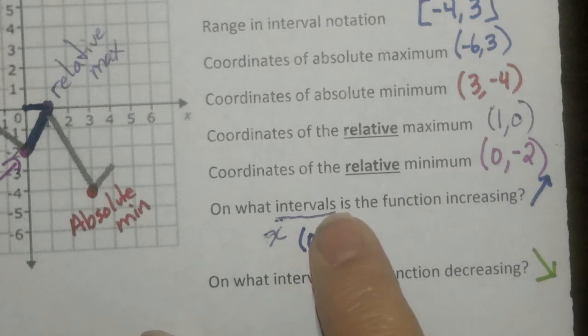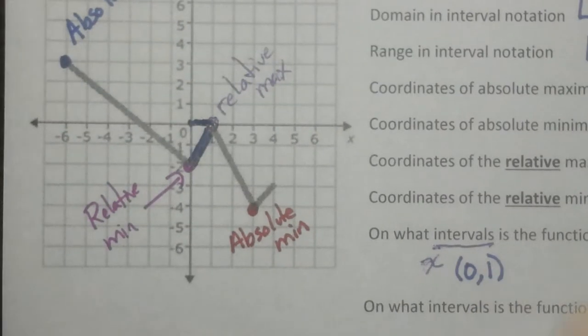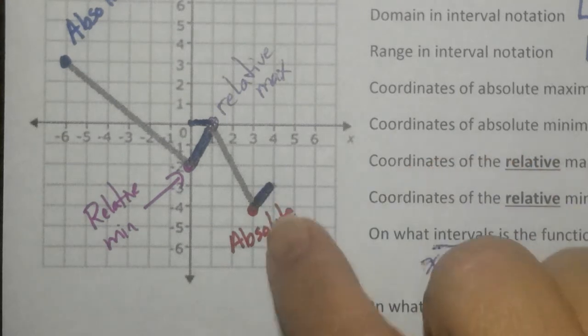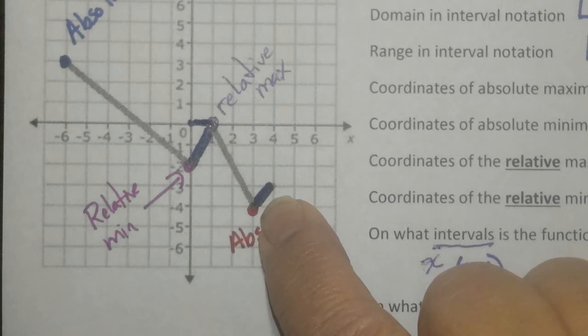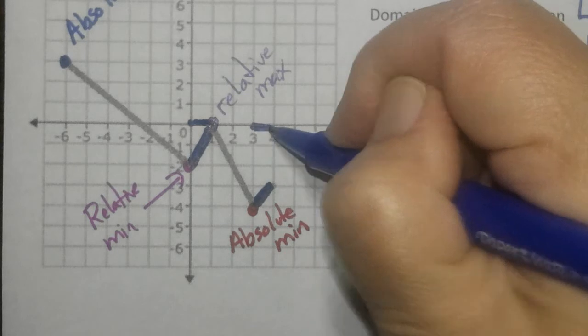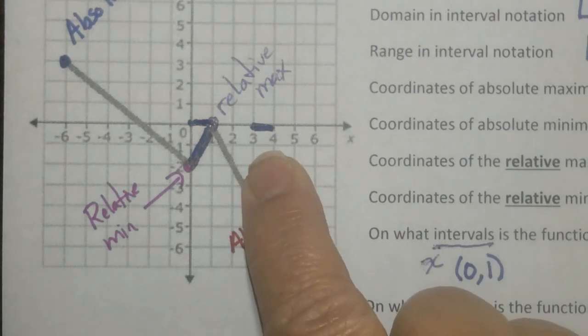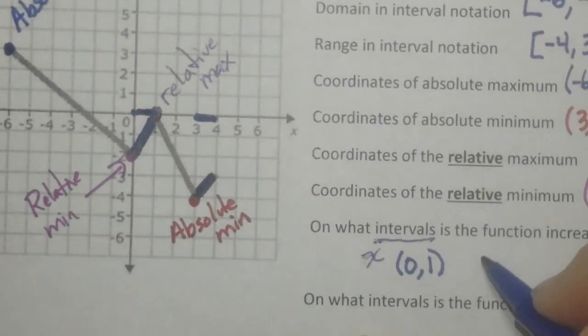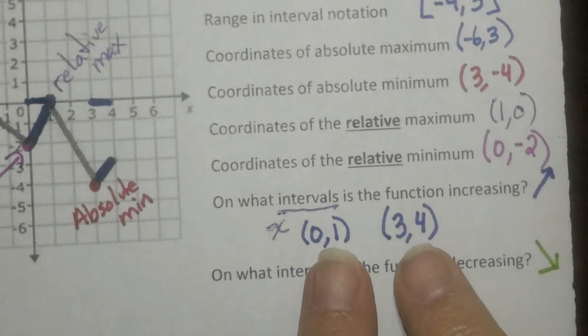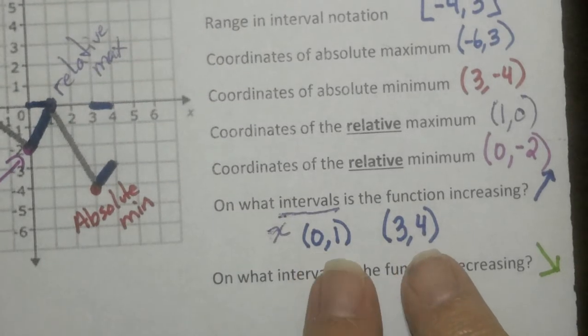All right, well notice there was an s, because there's another interval that's increasing. So my function is also increasing here. So that's the spot of the function I'm looking at to be increasing. But what are those x values? Come up to your x-axis and look at where they are. That's between 3 and 4. So these are not ordered pairs. These are intervals. X is between 0 and 1. X is between 3 and 4.